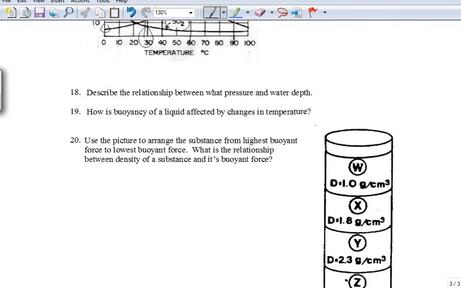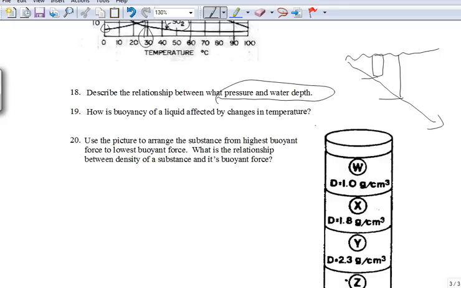Next, describe the relationship between pressure and water depth. So it's the opposite. Here's water, and so as you go deeper and deeper down in water, the column of water pushing down on you gets bigger and bigger, so pressure increases as you go down, so that this might be 70, 80, and by the time you reach this depth it might be 100.